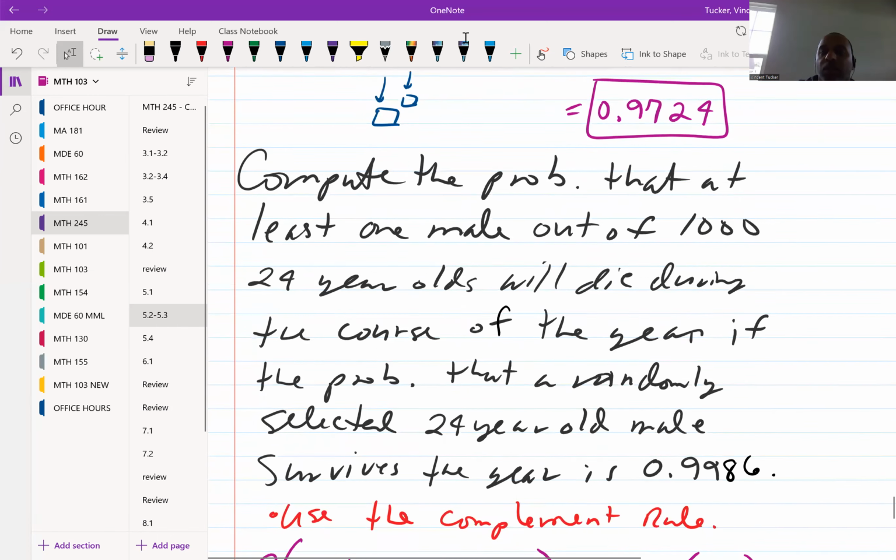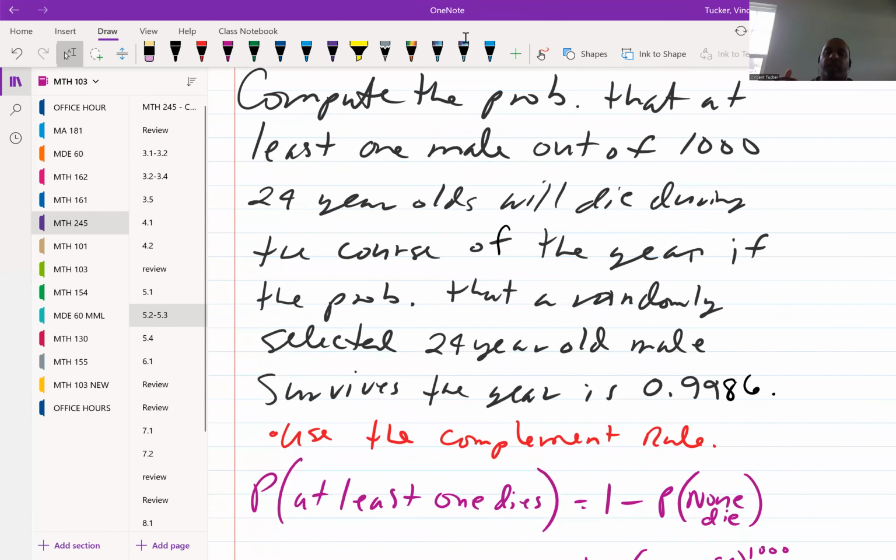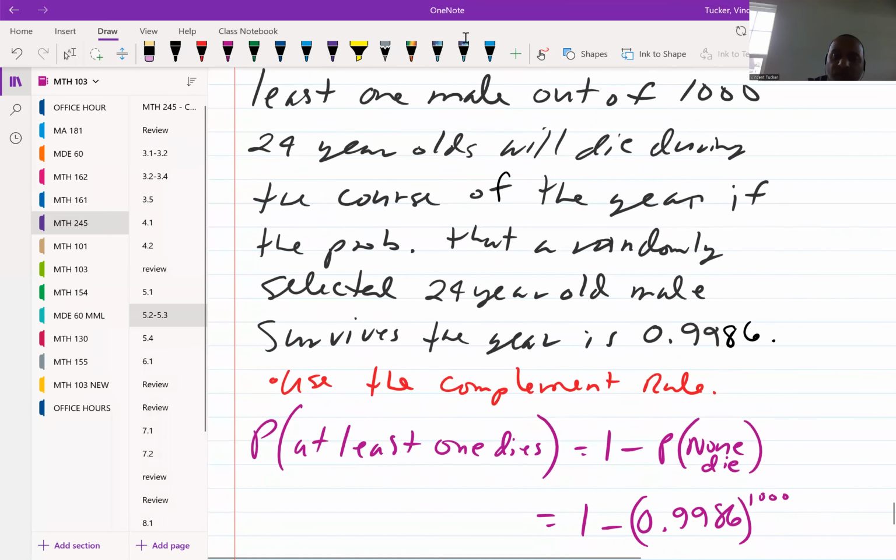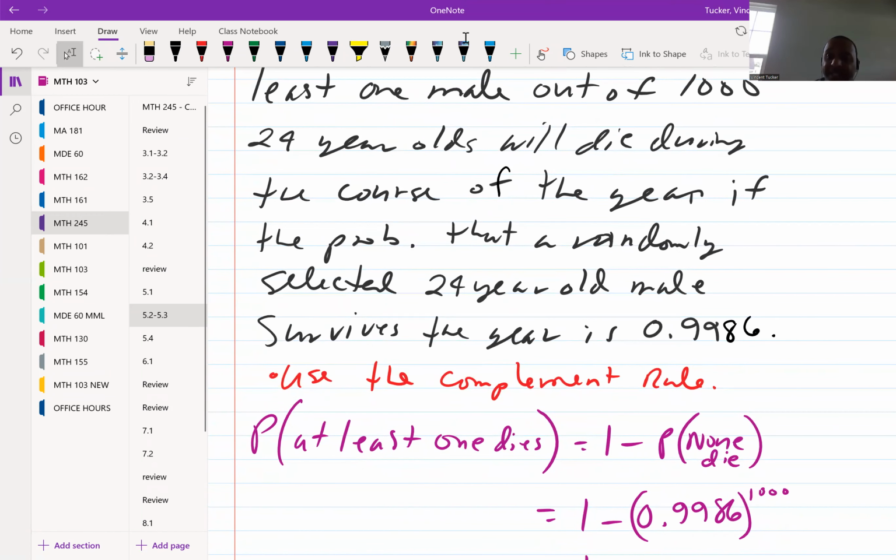All right. So because we're looking at the probability that at least one male out of the 1,000 will die versus survive, we're going to have to use the complement rule. If you talk about at least one dies, then we need to find the probability that none will die. Because when we say at least one, that means it could be 2, it could be 3, it could be 4, it could be all 1,000. But none dying is the complement of at least one dying.